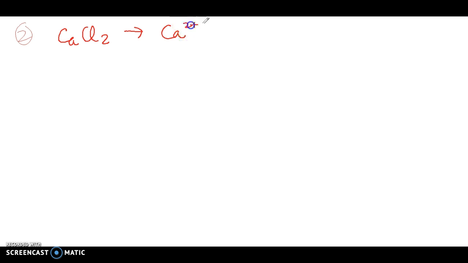CaCl2 becomes Ca2+ plus 2Cl-. Okay, remember those are ions, right? But we don't really know about that so much, so it doesn't matter. It says that the delta H is negative 213.5 kilojoules, all right? And since it's negative, that tells me that it's exothermic, okay?